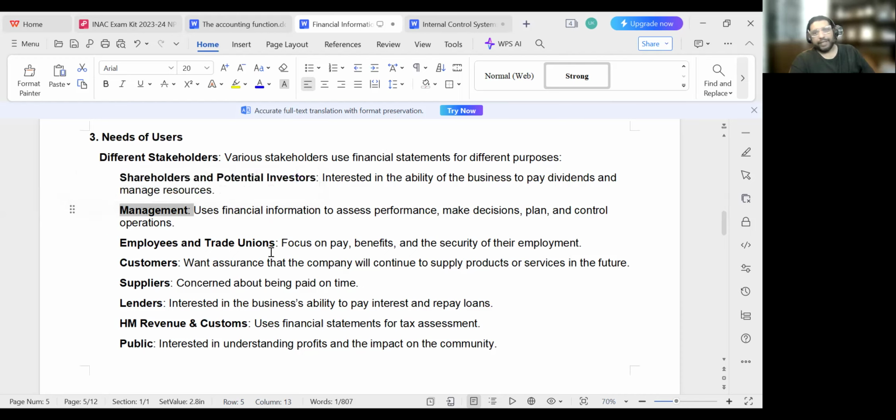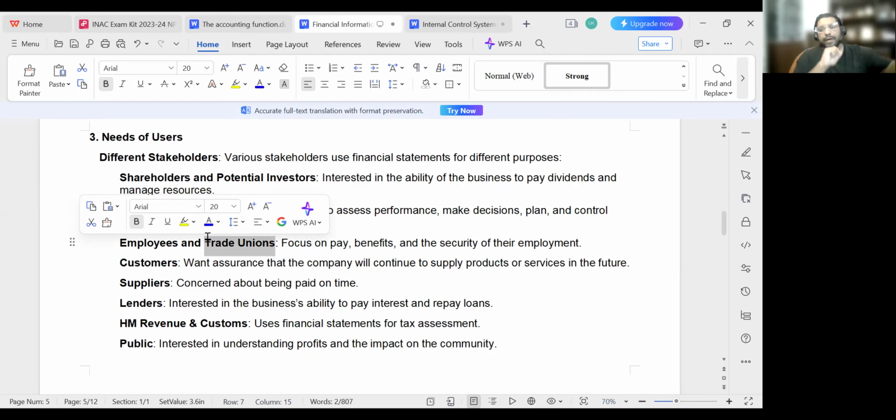Employees and trade unions. Employees are definitely interested in how their company is going, right? Especially the senior management and senior level staff, they are interested in how the company is going because they have to make a decision whether they want to be with the company or whether they want to leave the company, right? Employees and trade unions are more related to manufacturing businesses. In a manufacturing business, you have labor, right? So labor is represented by trade unions.